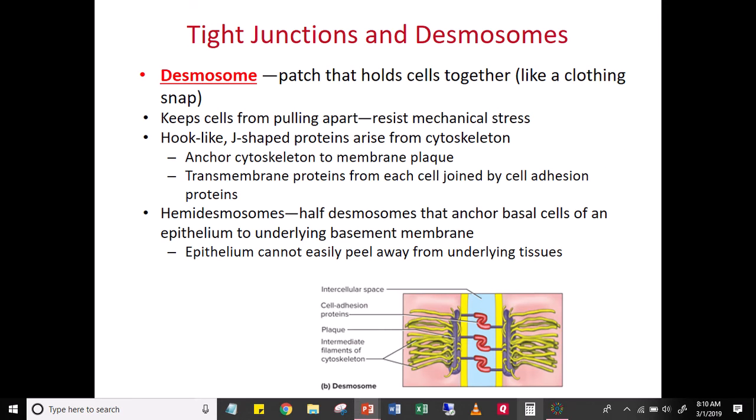We also have desmosomes. Unlike a tight junction, which focuses on waterproof membranes, desmosomes focus on resisting mechanical stress. So when we have lots of stretchy membranes, or membranes that need to resist lots of torsion and torque, there's going to be a lot of desmosomes present in that membrane. Now when we look at a desmosome, we're going to zoom in right here.